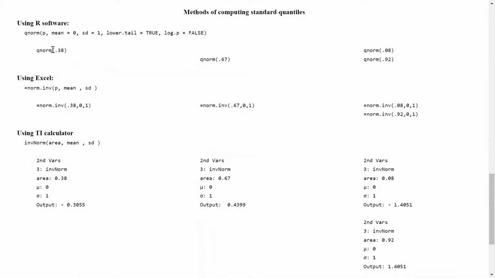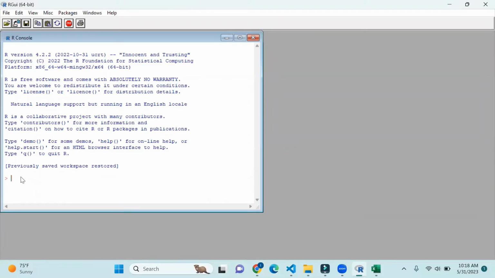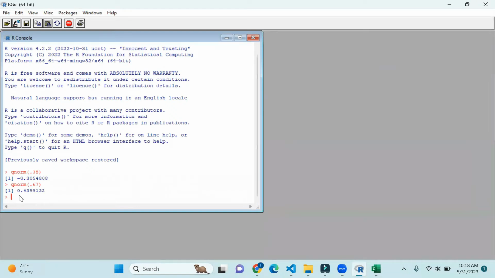Using R, the command is qnorm inside the parenthesis: probability, mean, standard deviation, lower tail, and log option. Since we are computing the left quantile, we use only the probability values, keeping the other arguments at their defaults. If we copy this command and paste it at the R console and enter, we get the left quantile. If we change this to 0.67, we get the right quantile.